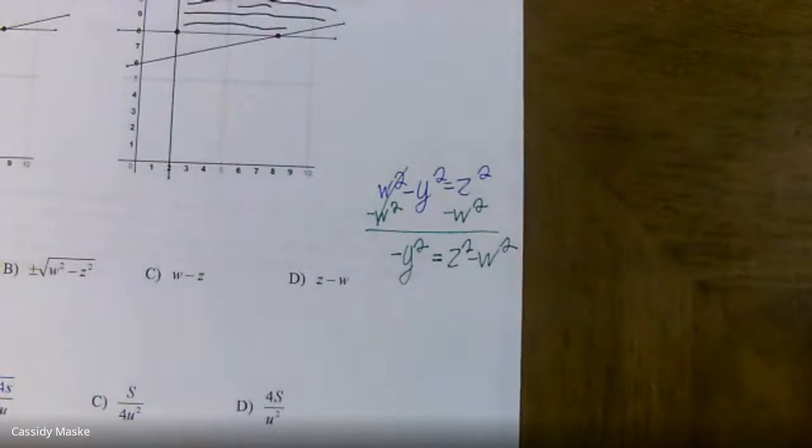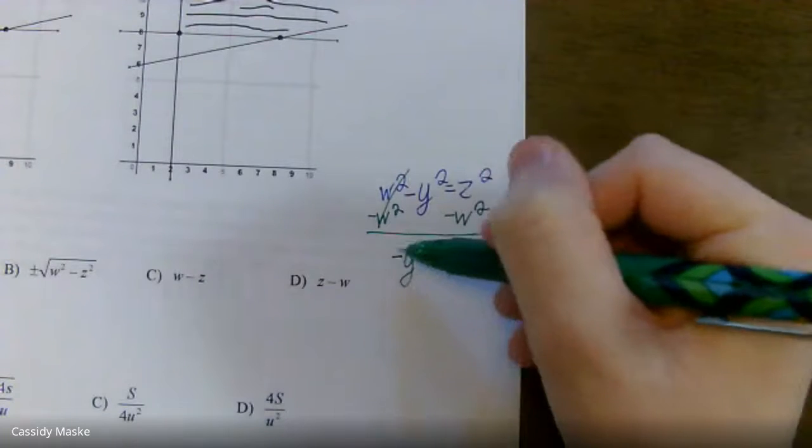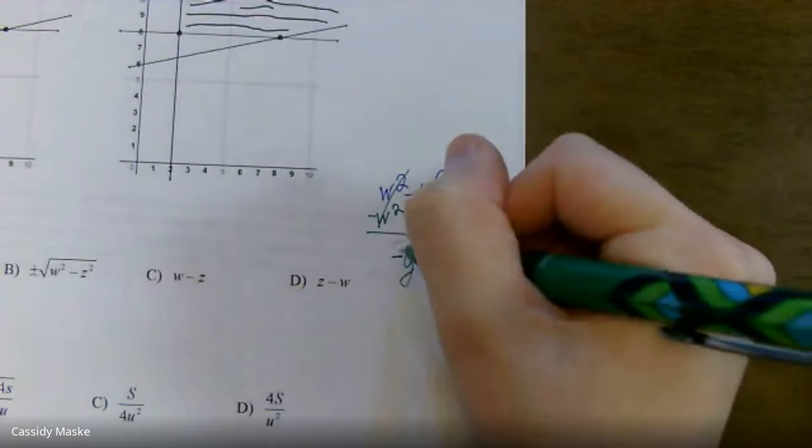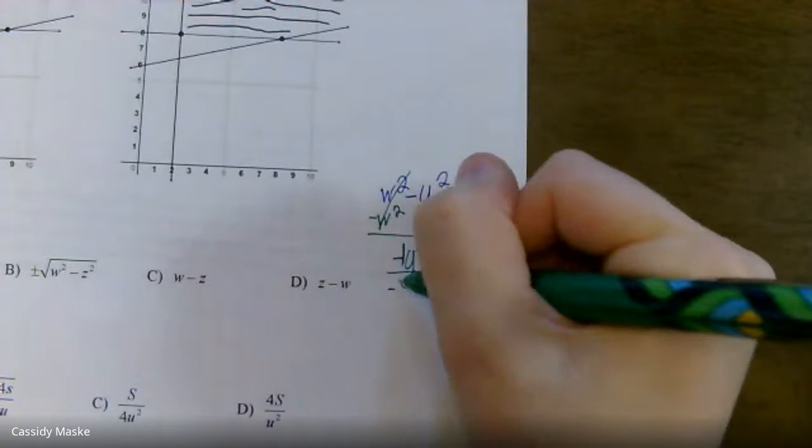They're not like terms. Okay, and then you can't get y by itself by square rooting yet because of that negative in the front. So what you have to do is that's really like a -1 in the front. So you got to divide everything by -1.